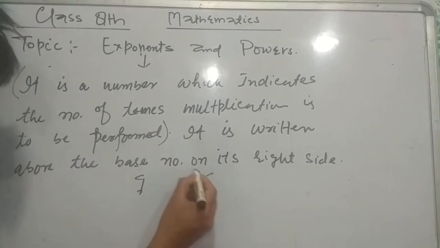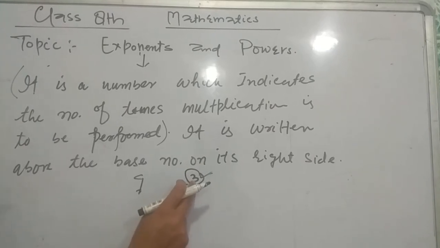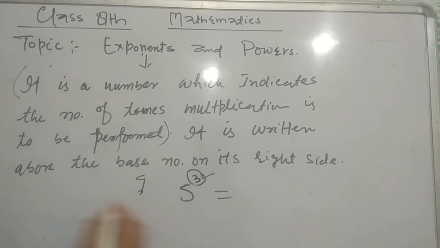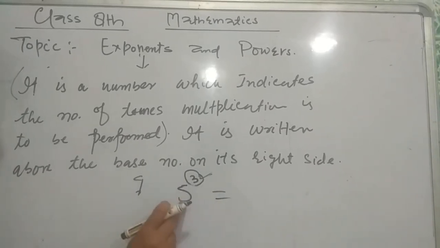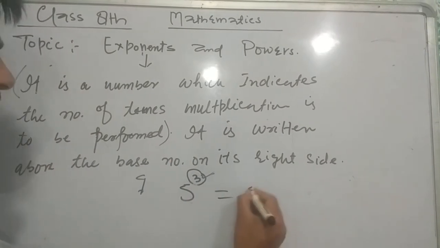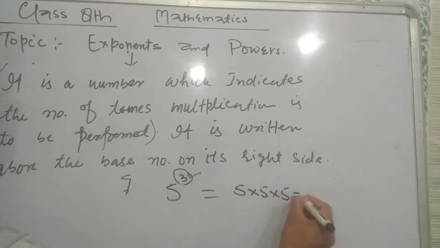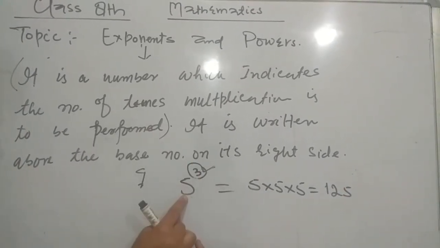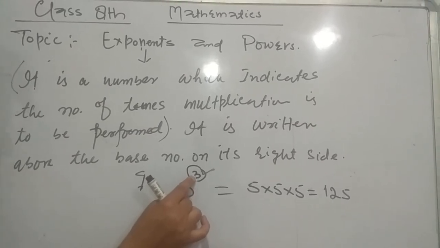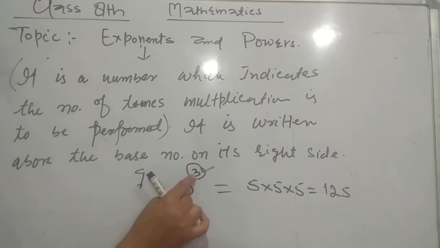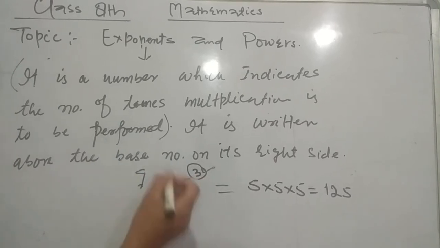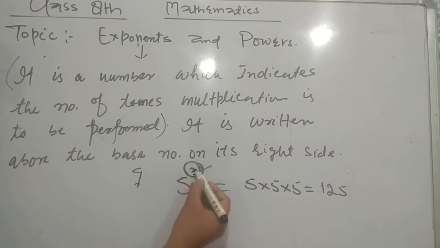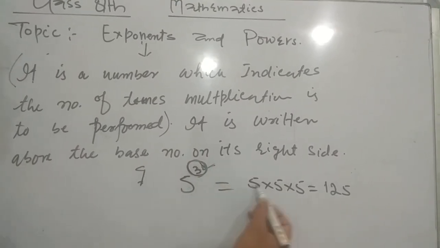It indicates, here it is 3, the number of times multiplication is to be performed. For example, here 3 indicates that 5 is multiplied 3 times, means 5 into 5 into 5, we get 125. Therefore in 5 raised to power 3, 5 is called the base and the above part is called the index or the power; it indicates the number of times the multiplication is to be performed. Therefore 5 raised to power 3, here 3 indicates that 5 is multiplied 3 times.